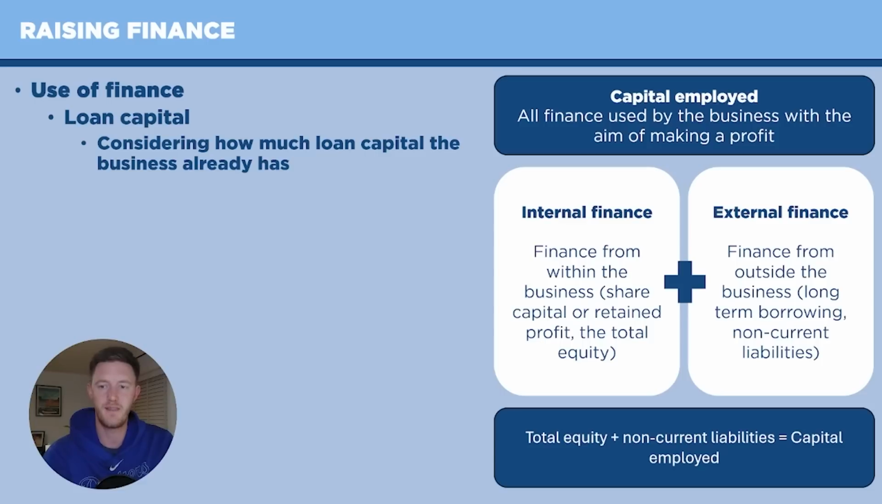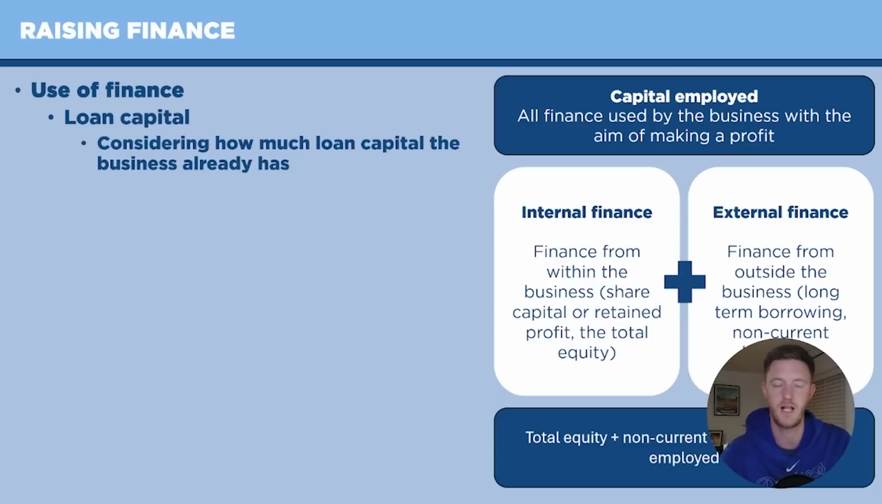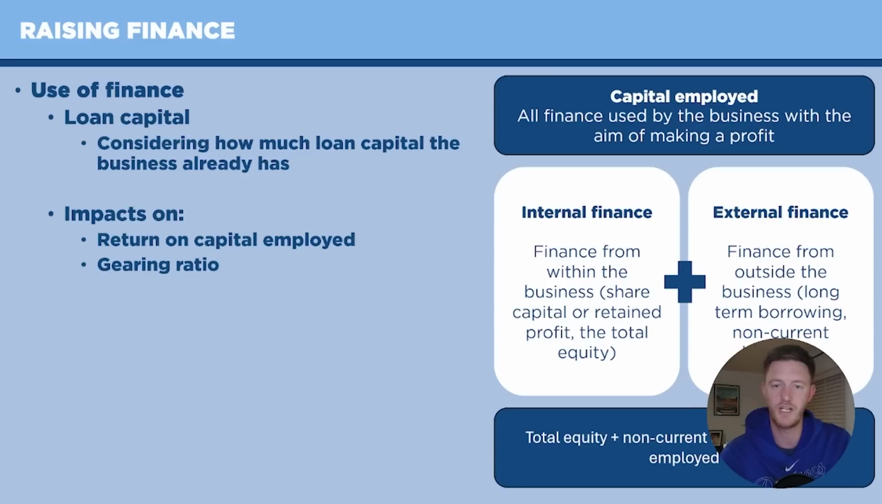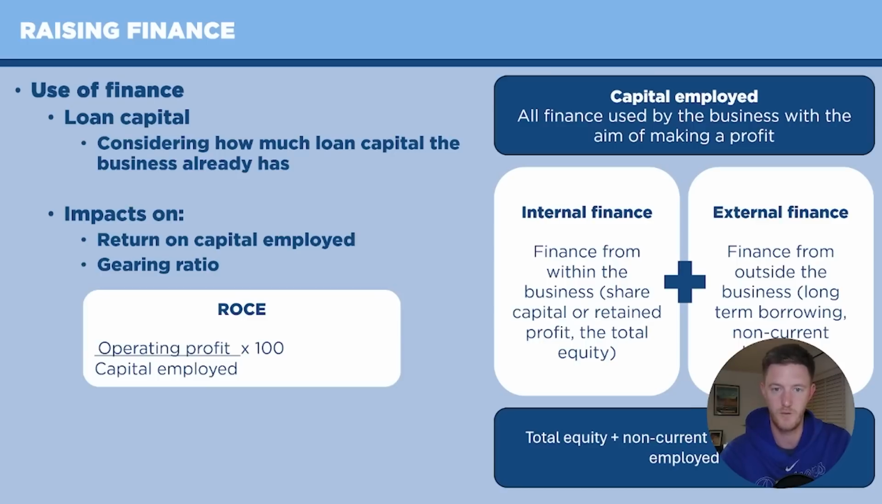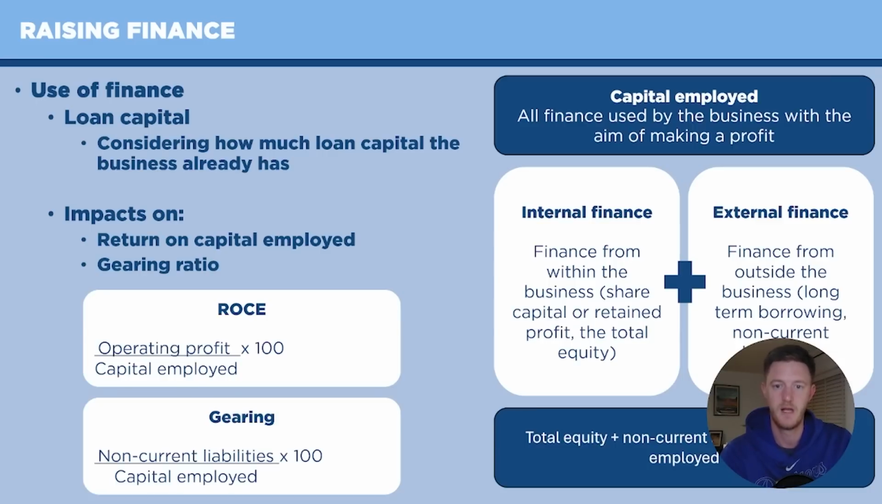If we add those together, so total equity plus non-current liabilities, that gives us our capital employed, and we need that for a couple of our financial calculations. It impacts on our return on capital employed, and it impacts on our gearing ratio. So ROCE is operating profits divided by capital employed times by 100. Gearing is non-current liabilities divided by capital employed times by 100. Again, I touch on these in more depth in the 3.5 recap video and in the theme 3 calculations video. But really, really important, because obviously how we get our finance determines how much a business is able to use it.